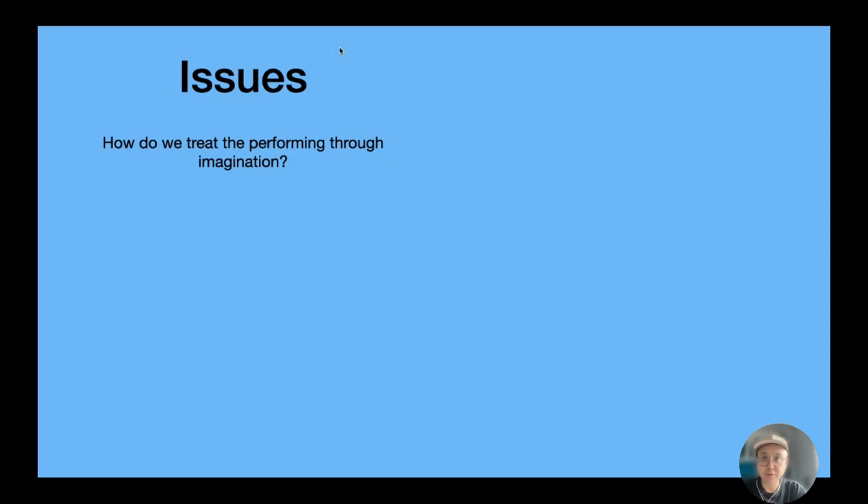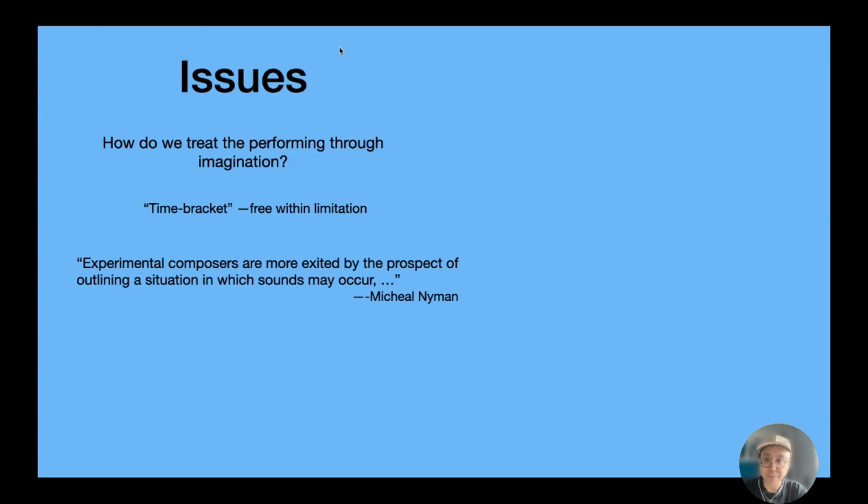I think the scrolling score is a kind of video. The start and the end of the video is decided, so it's like a frame to indicate the time of the performance, which is similar to Cage's idea of time bracket. John Cage talked about one of his theatre pieces that he thought the music is anything that is free within the limitation. So Michael Nyman argued that experimental composers are more excited by proposals of outlining a situation in which sound may occur.